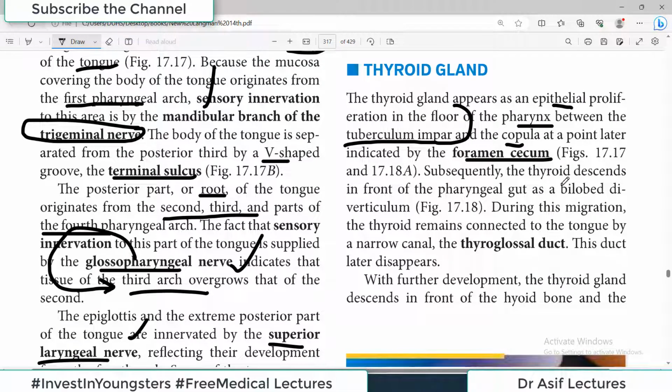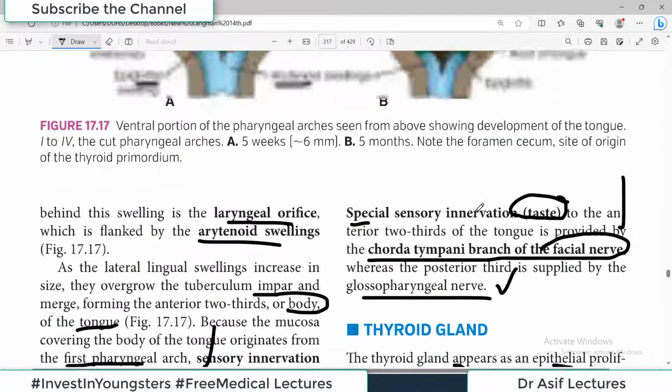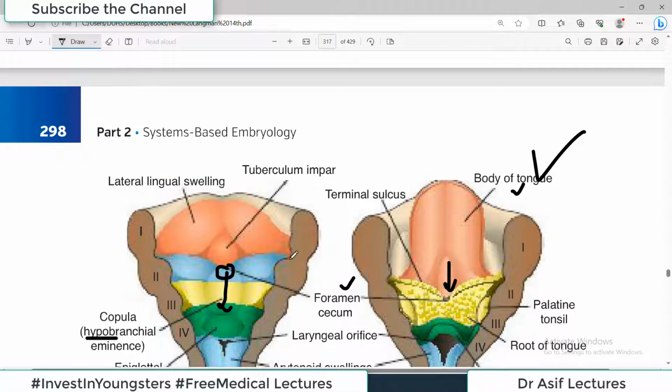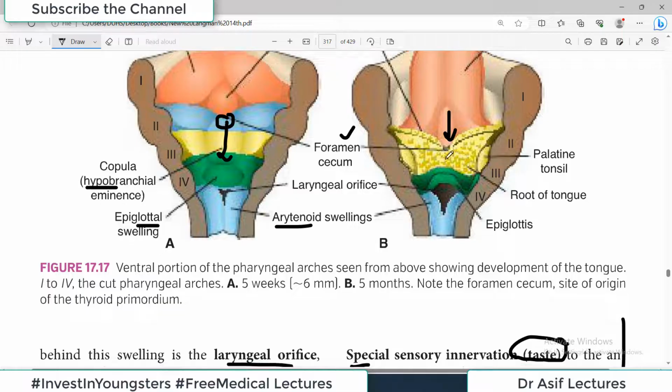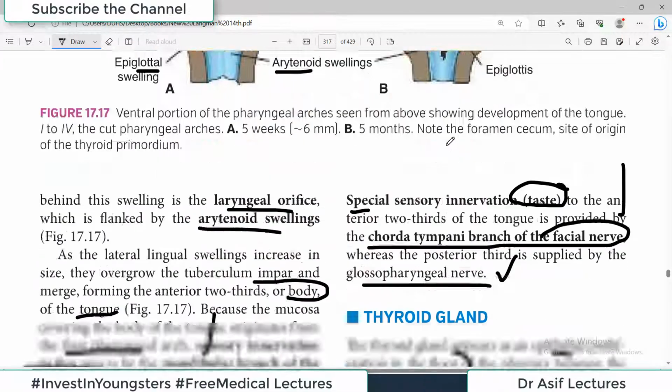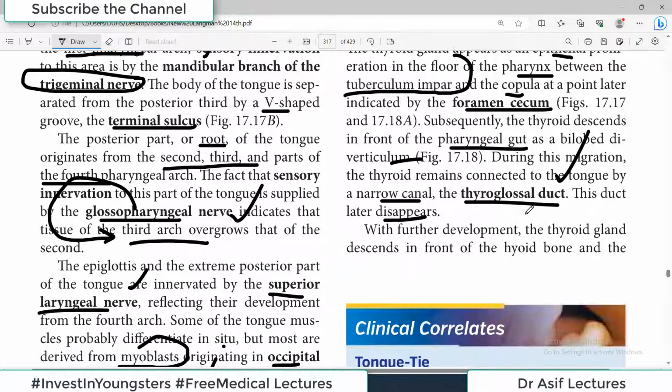Okay. Subsequently the thyroid descends in front of the pharyngeal gut as a bilobed diverticulum, and during this migration the thyroid remains connected to the tongue by a narrow canal which is called the thyroglossal duct. This duct later disappears. So the thyroid develops along with the tongue. That's a very important thing to know. Often students do not have an understanding of this. So this is where the thyroid is developed, and once the thyroid develops here, it then travels downward. Initially it remains connected to the tongue via the thyroglossal duct, which later disappears.